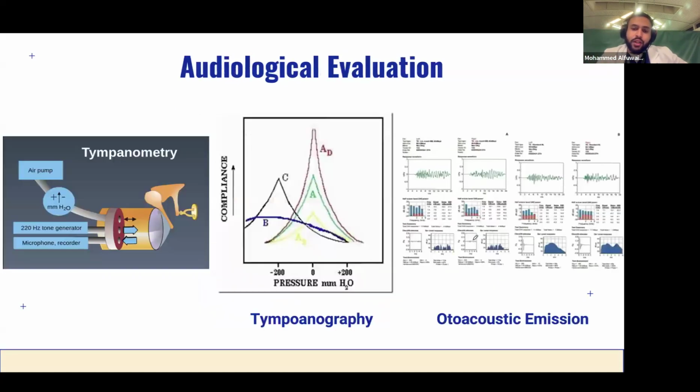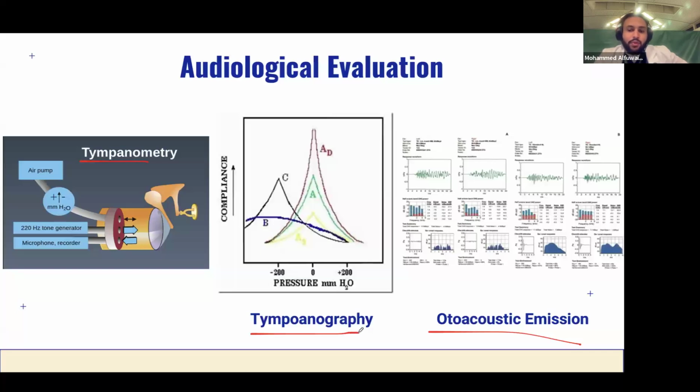Then we have other audiological evaluation tests. Tympanometry would look at the compliance of the tympanic membrane, not too much importance here. Otoacoustic emission, all I want you to remember is one thing, its indication. It's to look at newborn babies with hearing loss and it evaluates hair cells. That's all you need to know. Otoacoustic emission is for babies with hearing loss when you want to evaluate the cause of the hearing loss.